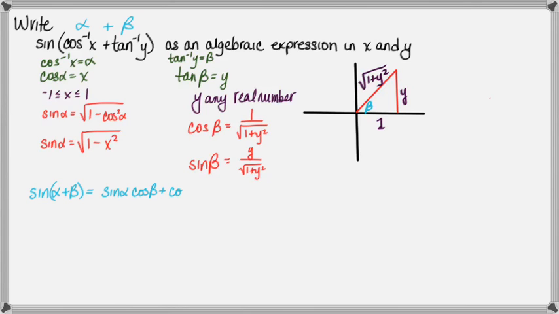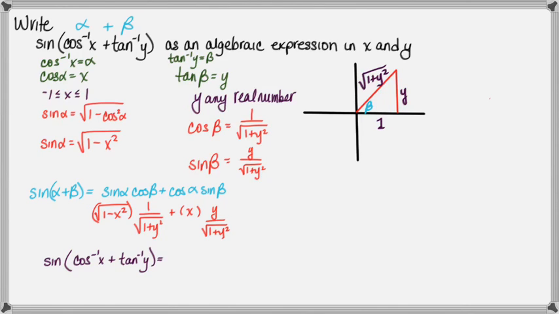Now it's just about putting those pieces in place. We've got sine of alpha plus beta equal to sine of the first, cosine of the second, plus cosine of the first, sine of the second. And then we start replacing all those values that we just found. Algebraically, once we've condensed this, there are no more sines and cosines in the expression. We'll have achieved our goal. So that means that sine of cosine inverse x plus tangent inverse y is the root of 1 minus x squared plus xy over the square root of 1 plus y squared.